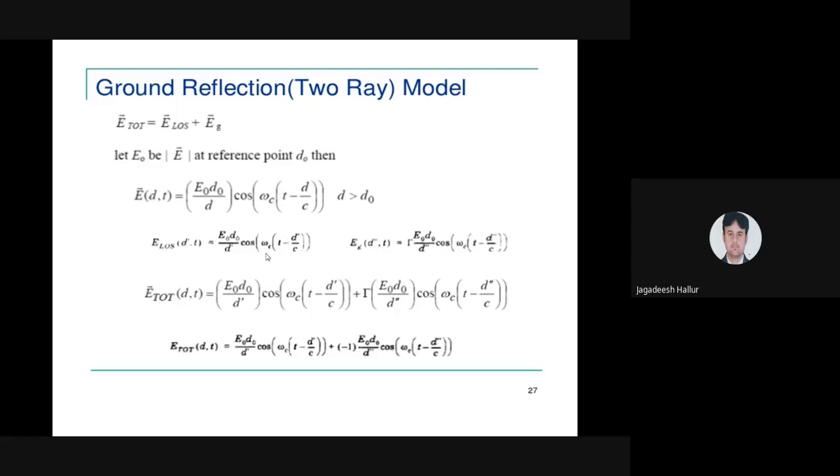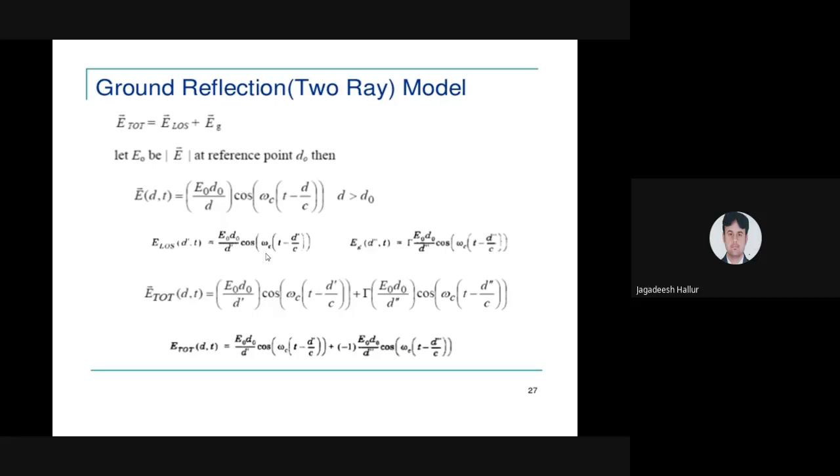That is what? E in bracket D comma T is equal to E naught, that is a reference electric field, and D naught, a reference distance, divided by D, that is the total distance between transmitter and receiver, into cos omega C into T minus D divided by C. So always the distance between transmitter and receiver is greater than the reference distance D naught. So E of D comma T, write down this equation, very important equation.